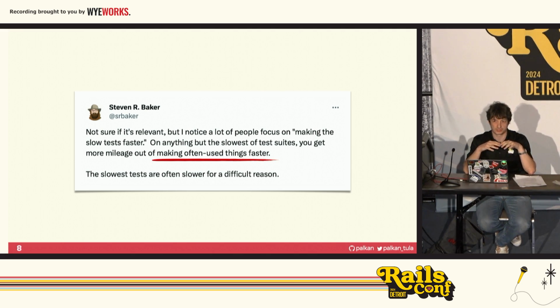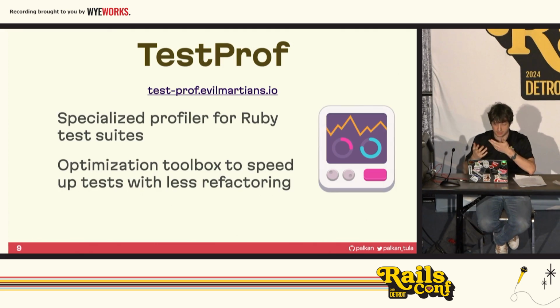So test optimization differs from production code optimization in the sense that you want to fix things faster, with the least possible amount of refactoring. And that means, as Steven Baker, the author of RSpec, said, making often-used things faster. And that leads to the situation when we need a specific profiler for tests, and that's TestProf, which we're going to use today. That's why it was created and has been used for years, mostly by Rails applications, because dealing with tests is a bit different from dealing with production code. There are some patterns that are pretty common but still hard to find, and we need some tooling to help us with that.